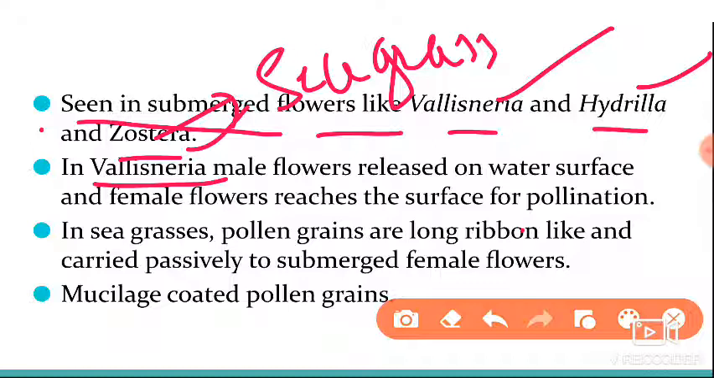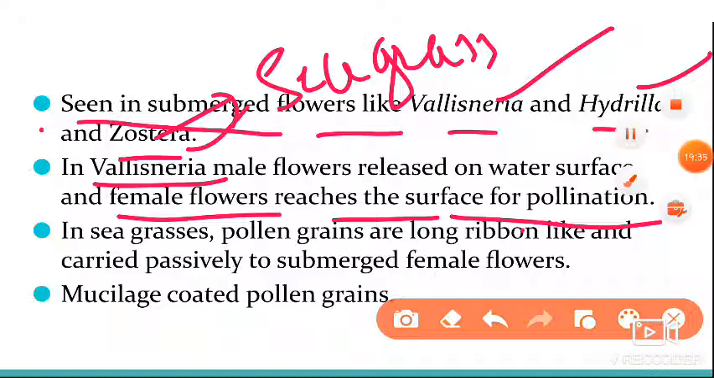And here what happens, the female flower will reach to the surface for pollination. Okay, what happens here, the female flower reaches to the surface for the pollination purpose. Wait, I will take another slide. Okay, this is the empty slide.